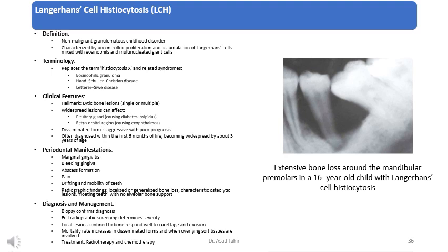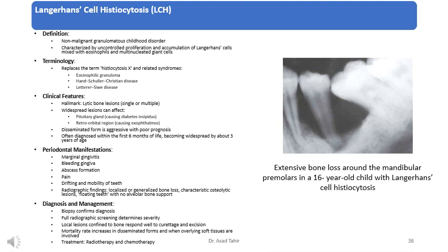Periodontal manifestations. Marginal gingivitis. Bleeding gingiva. Abscess formation. Pain. Drifting and mobility of teeth. Radiographic findings, localized or generalized bone loss, characteristic osteolytic lesions, floating teeth with no alveolar bone support.